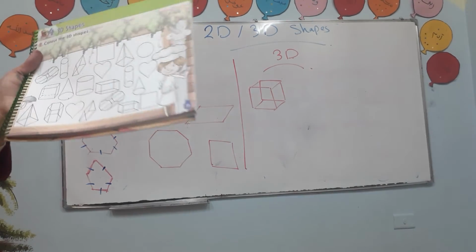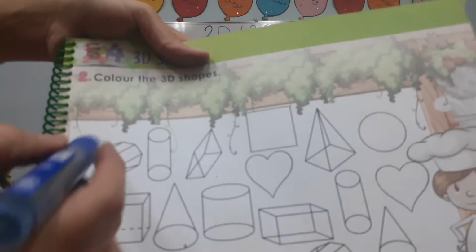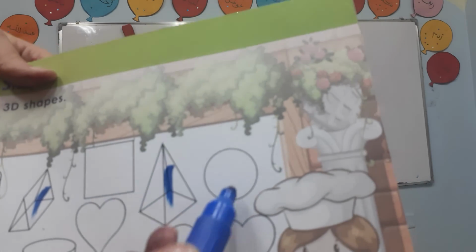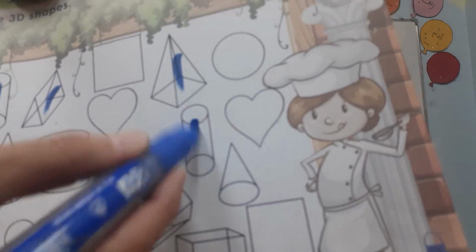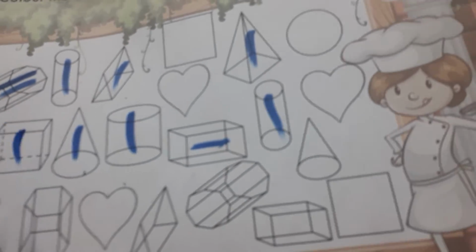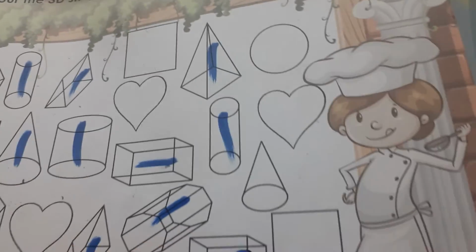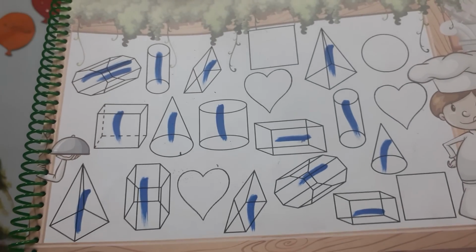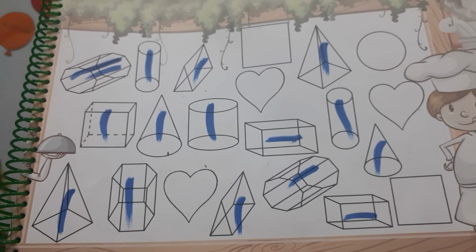We color only the 3D shapes. Look at page number 23. Color the 3D shape. This is 3D. This is 3D. No, it's 2D. This is 3D. This is 2D. 3D. 2D. 3D, 3D, and this is 2D. So we will color all the 3D shapes in page number 23.